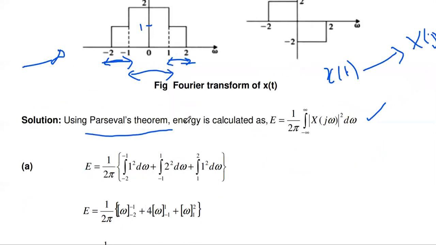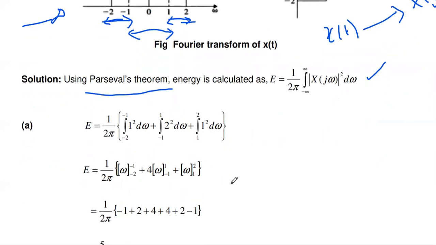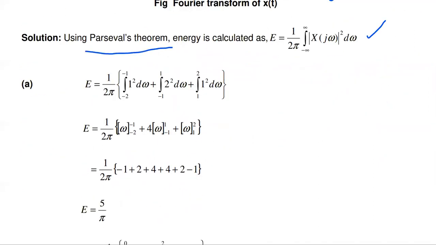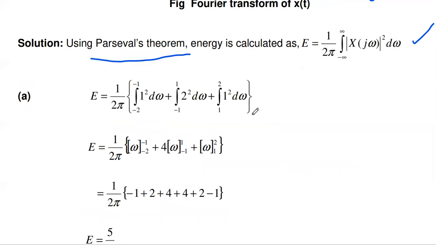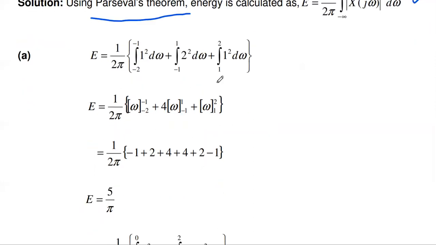Similarly, plus, from the interval 1 to 2, what is the amplitude? 1. So integration 1 to 2, 1 squared into d omega. So we split the integration like this. Next, we have to integrate.